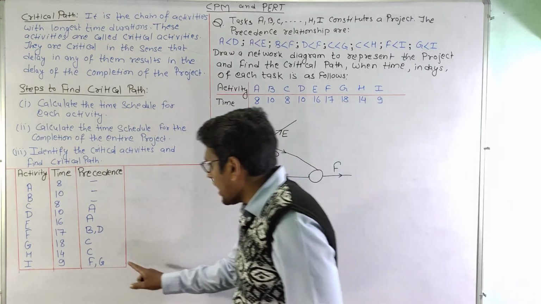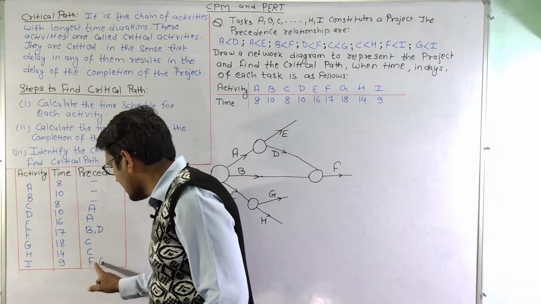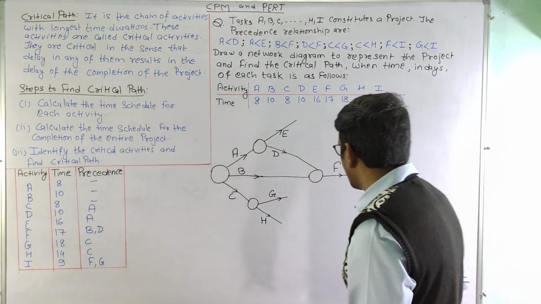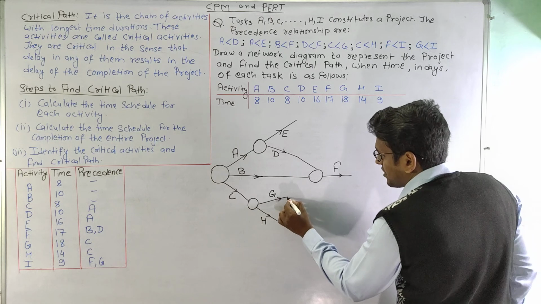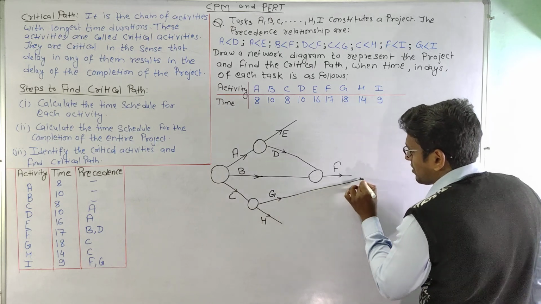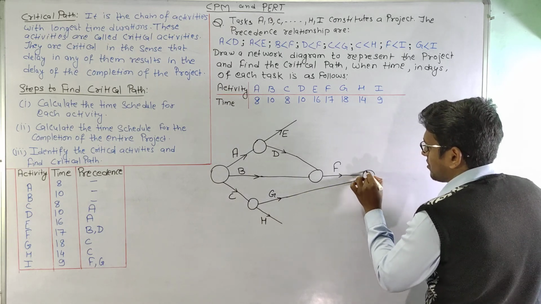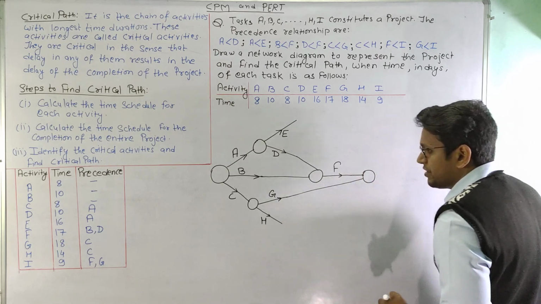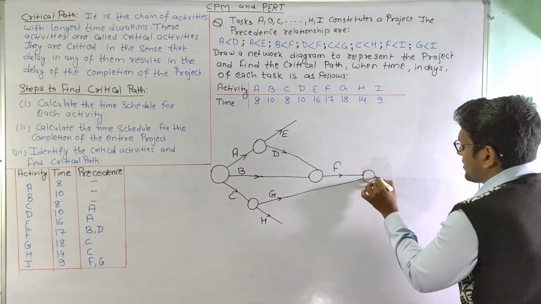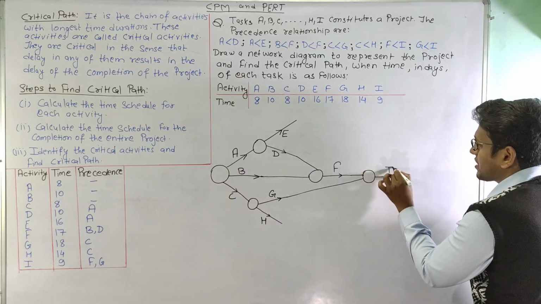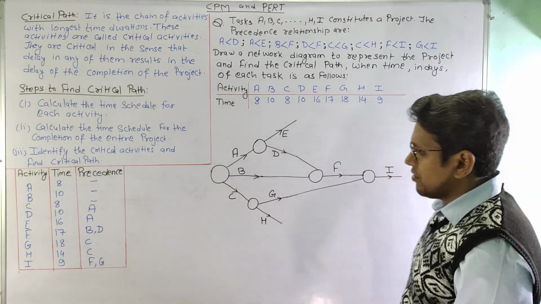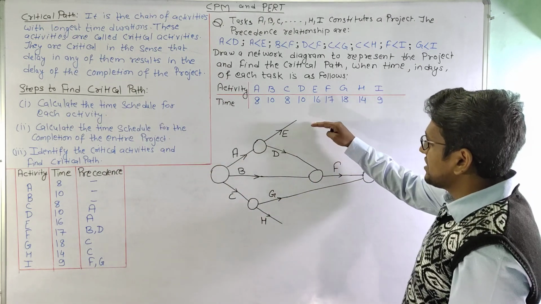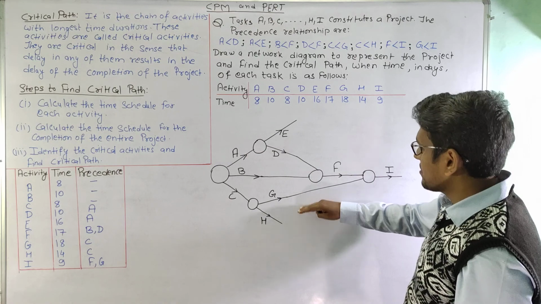Now activity I is preceded by activity F and G. So this is F and G, we will convert this into a single node, and at this node activity F and G are completed, so we can start activity I from here. This is activity I. Now as all the activities are completed, we need to see which activities are still open.